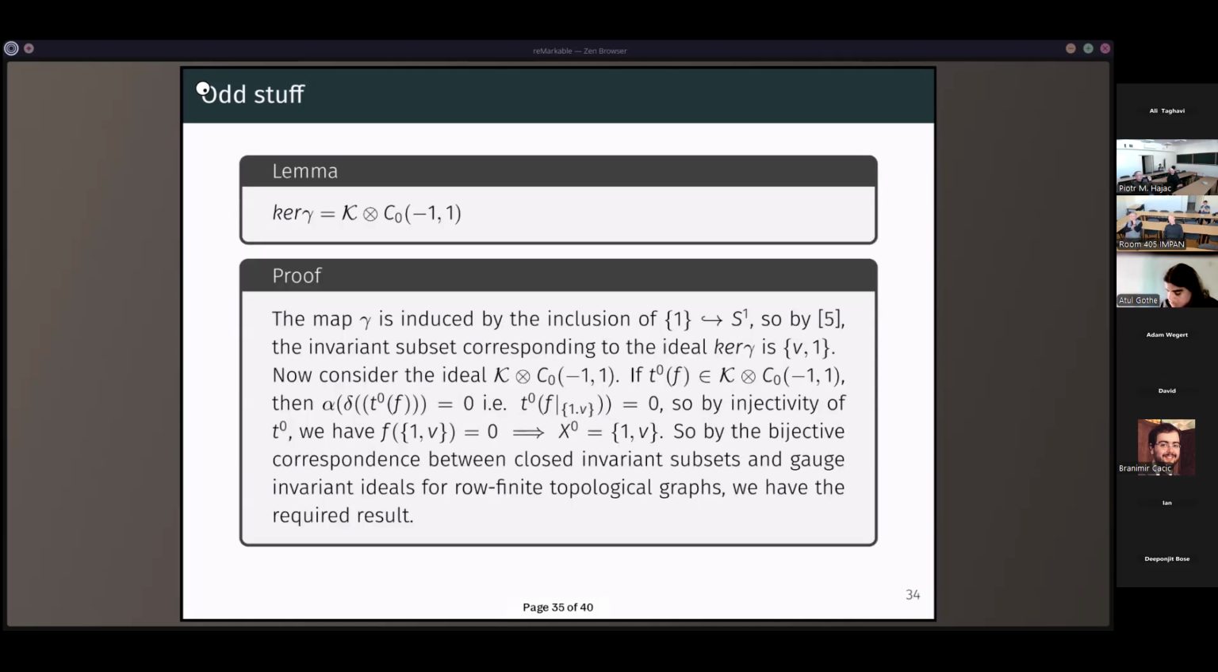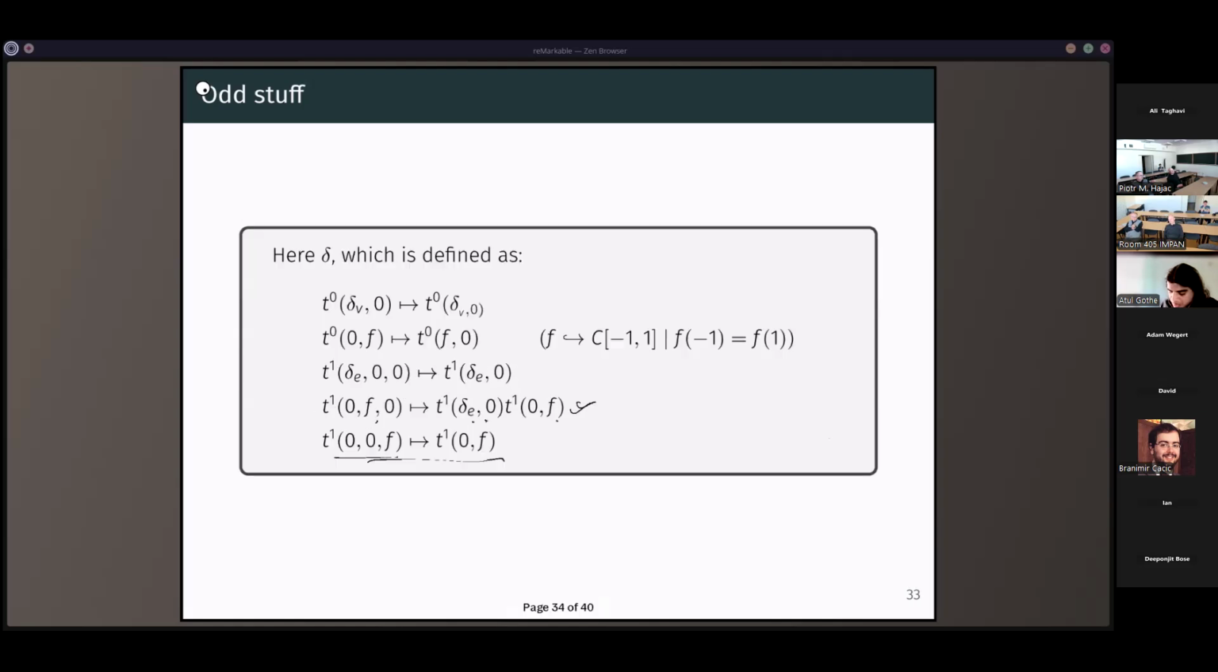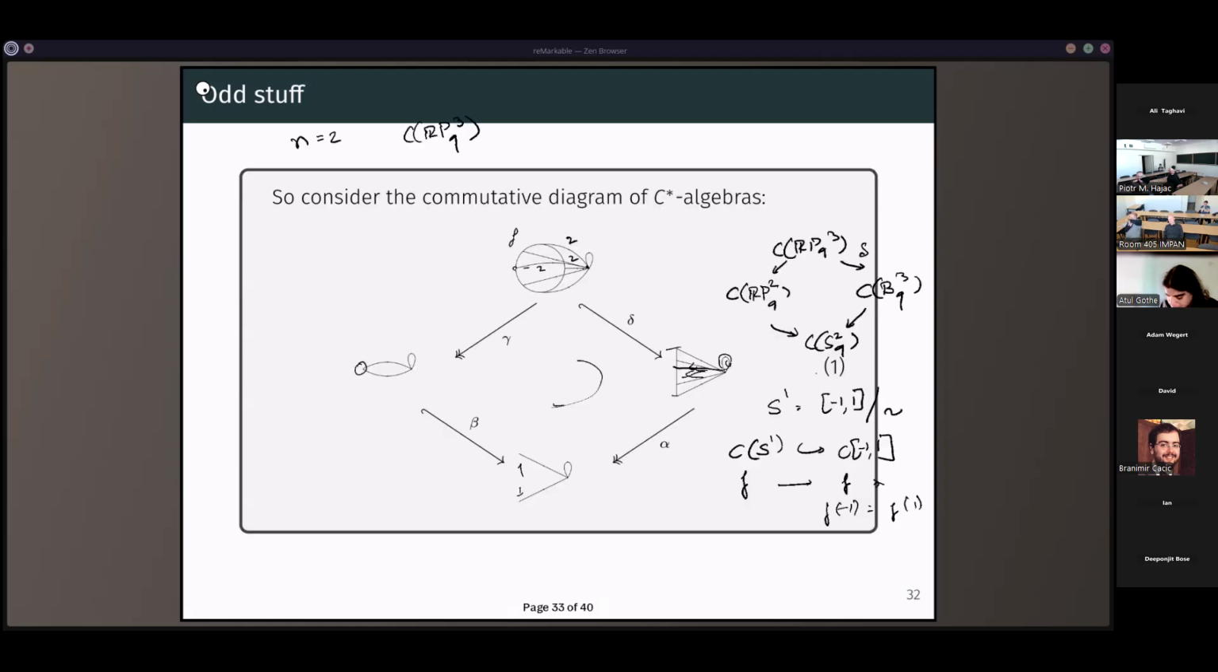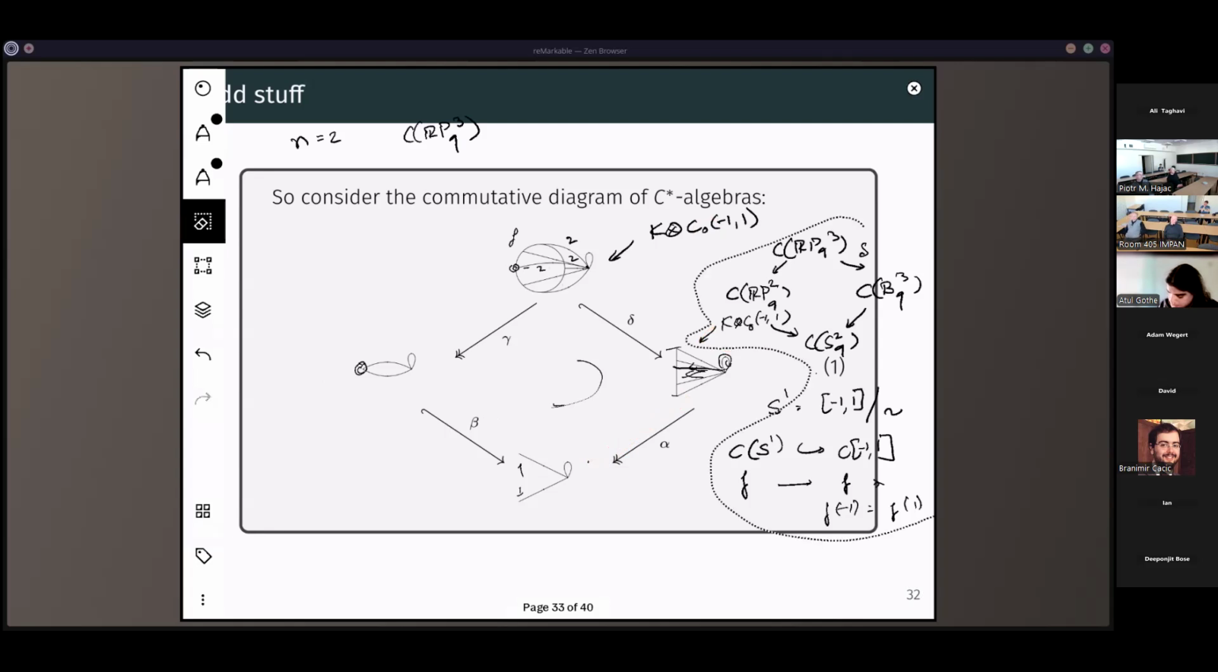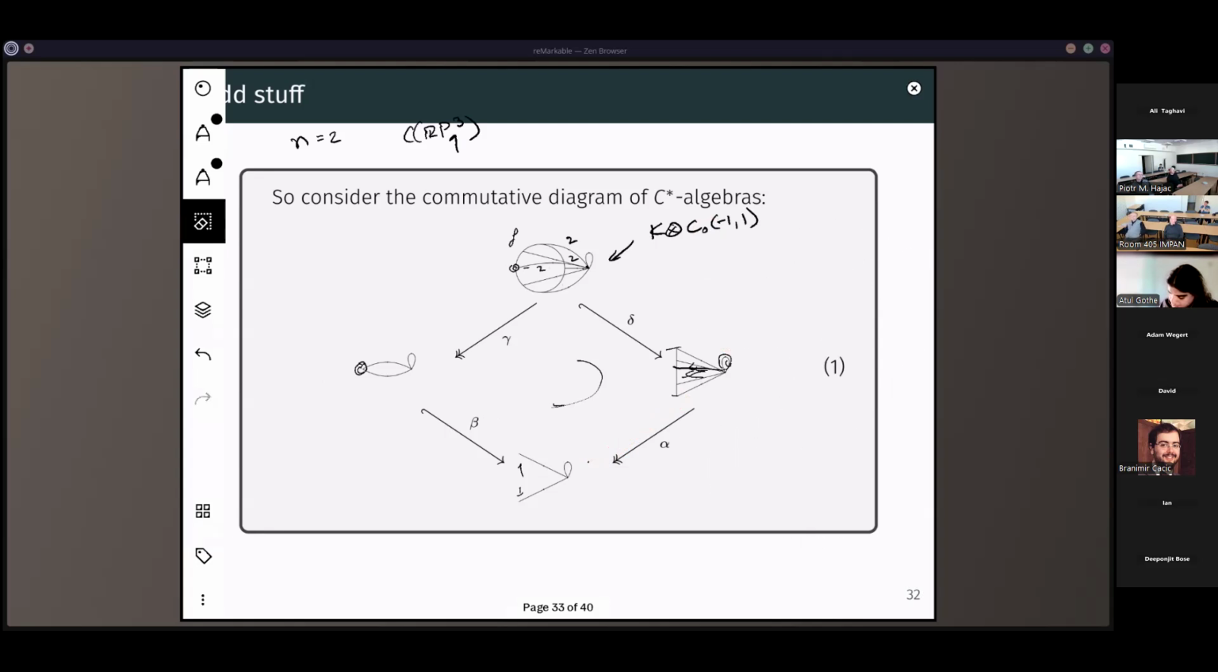So here we use the admissible pairs, that the kernel of this gamma map, which is just the embedding of this vertex into a point here, this is the gamma map. The kernel of this is in fact just compact tensor C0(-1, 1), which is exactly equal to the kernel of this map alpha, which is just compact tensor C0(-1, 1). So this map, this is just compact tensor C0(-1, 1).